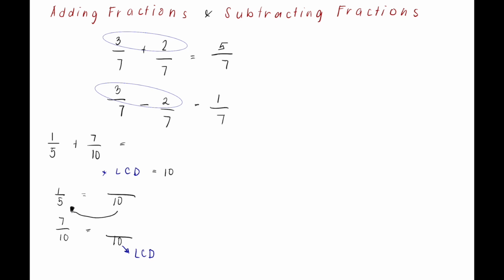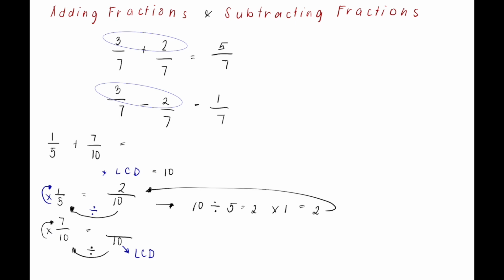So we divide the LCD by the denominator multiplied to the numerator. 10 divided by 10 is 1, times 7 is 7 over 10. Then you can proceed to adding or subtracting.